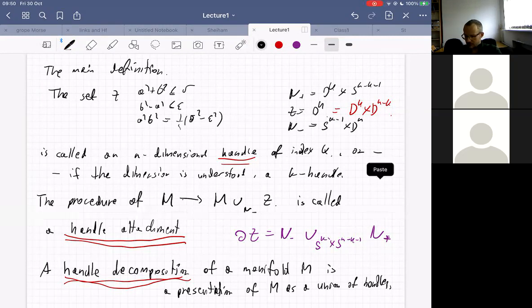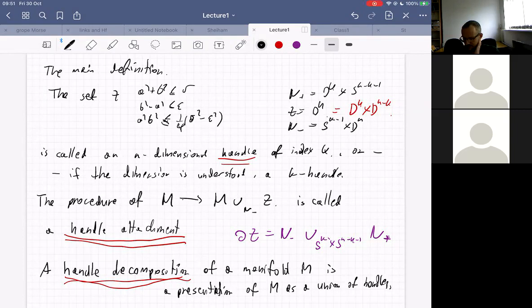Can I just check the definition? Was it A squared, B squared less than or equal to 1/2 delta squared minus epsilon squared? Yeah. Is this when you wrote down the set Z? Yes, that's what I wrote. It's 1/4 of delta squared minus epsilon squared. It's just you wrote equals. Oh, it should be less or equal. Yeah, sorry. Okay. Thank you. You're welcome.